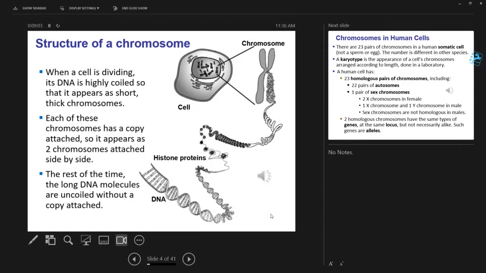So the rest of the time, when a cell is not dividing, the chromosomes don't look like that. They're just long, strung out, real thin threads that you can't even really see them at all under a microscope. These are histone proteins. These are protein molecules that are attached along the DNA molecule, and their function is they're the ones that make the DNA coil up. But the rest of the time, those histone proteins aren't doing anything.